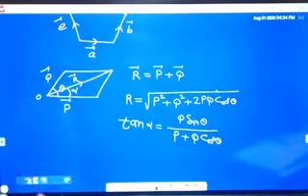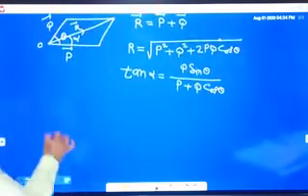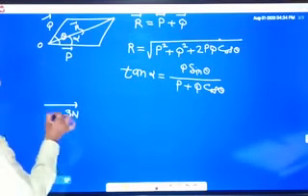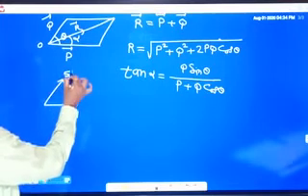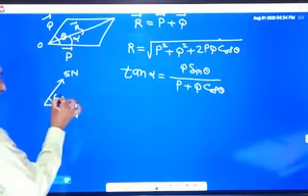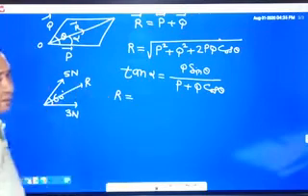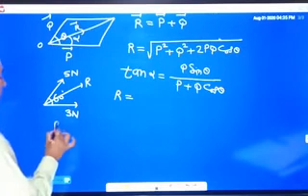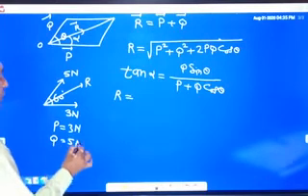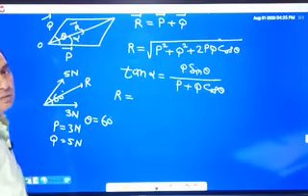Today we take a simple example based on this formula. Two forces have magnitudes 3 Newton and 5 Newton. The angle between these two forces is 60 degrees. Find the resultant of these two forces. What is P? P equals 3 Newton. What is Q? Q equals 5 Newton. And theta, the angle between P and Q, is 60 degrees.